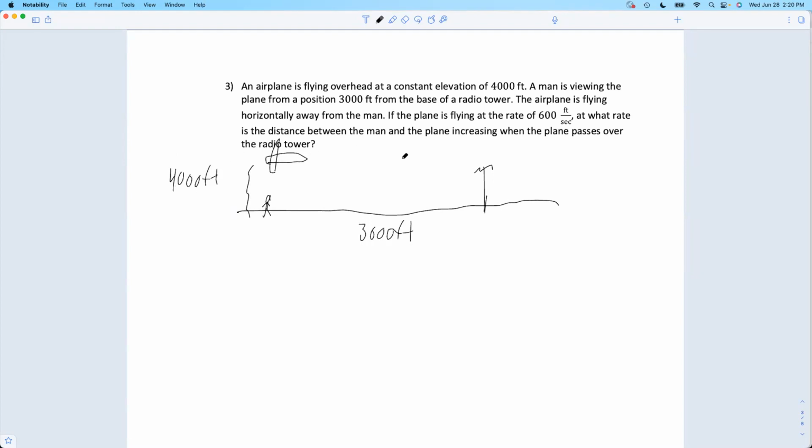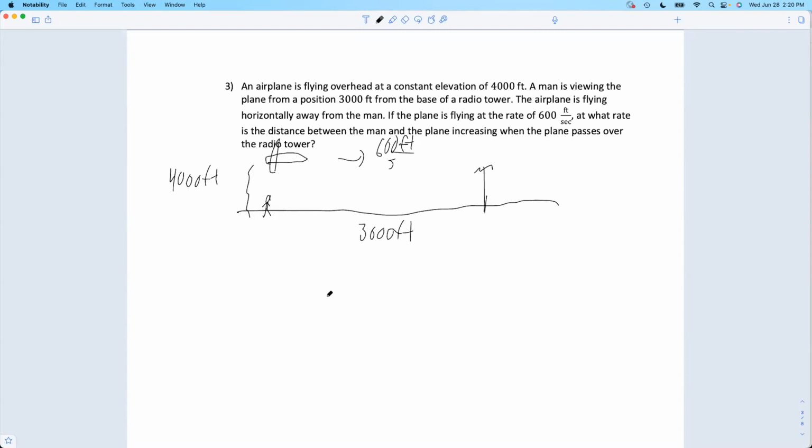This plane is flying this way at some rate. It's moving this way at 600 feet per second. I want to know how quickly the distance between the guy and the plane is changing when the plane happens to be passing over at that particular moment in time.